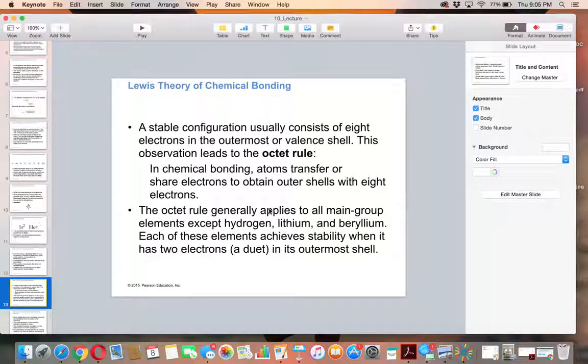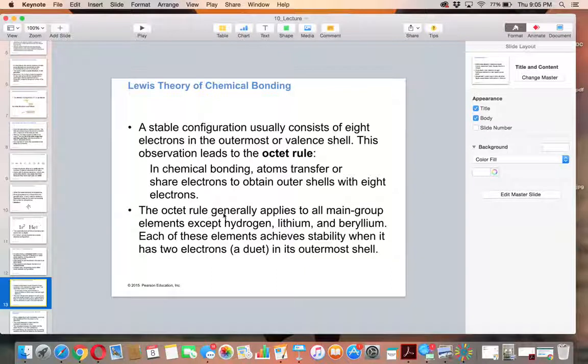A stable configuration consists of 8, and again the exceptions are hydrogen will only have 2 like helium, boron will have a maximum of 6 because it can only form 3 bonds, and beryllium will have a maximum of 4. It can only form 2 bonds. And then phosphorus can have 8, but it can have more than 8. And when you get to higher atomic number than phosphorus, it can also have more than 8.